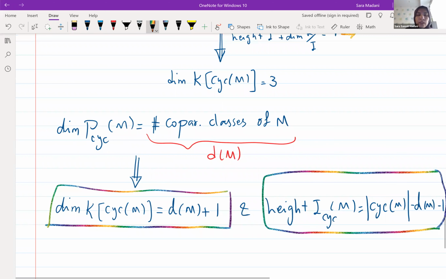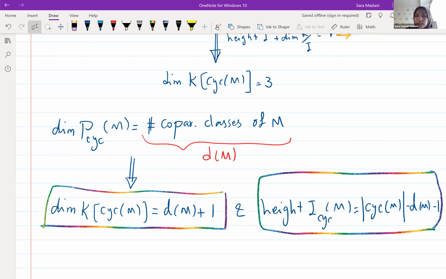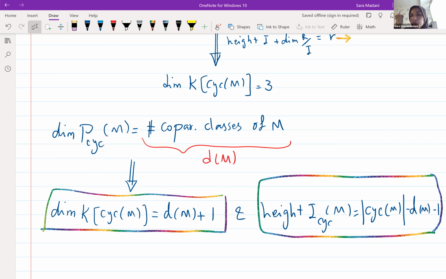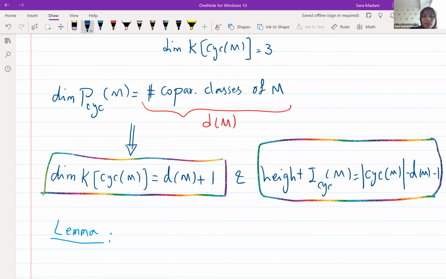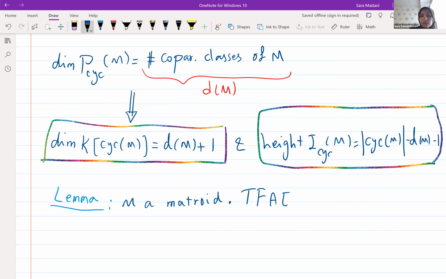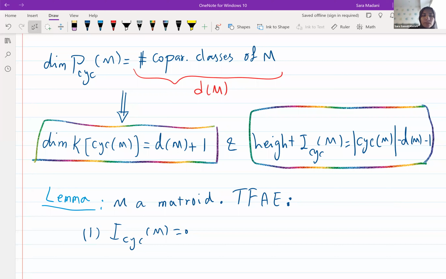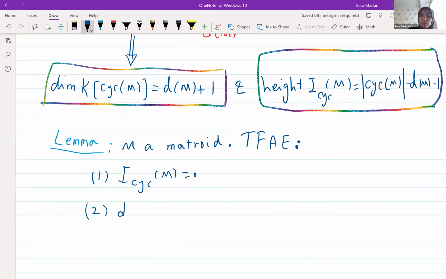So we have these formulas in general, and to understand the ideal better, the first question would be when this ideal is 0, when this kernel is just 0. Let's see when this happens. It is a very easy lemma that I'm just writing here. If we assume that M is a matroid, then the following are equivalent. 1, what I said, this ideal is 0. And 2, D M equals the number of cycles minus 1.